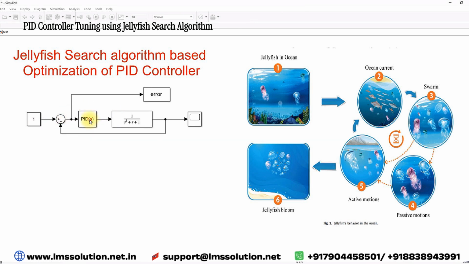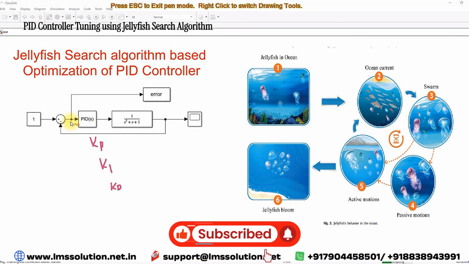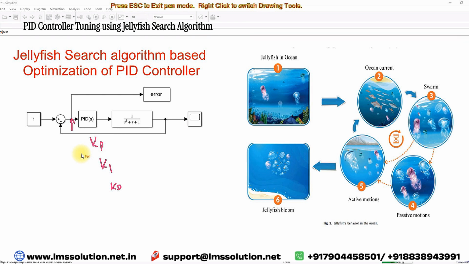Here we are going to optimize the parameters of the PID, like KP, KI and KD, by minimizing the error. Here we are going to minimize the mean absolute error. Mean absolute error is going to be considered as the objective function. We have to find the optimal values for Kp, Ki, Kd by minimizing this mean absolute error. For minimizing the mean absolute error, we are going to use Jellyfish Search Algorithm.